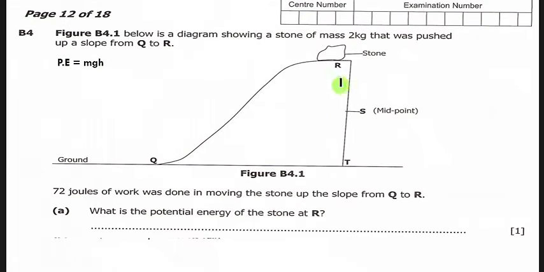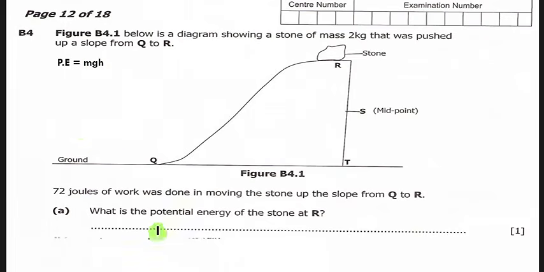Do we have height here, from the ground to where the stone is? No. Do we have mass? Yes, 2 kg. Do we have gravity? Gravity is always 10 meters per second squared, or 10 Newton per kilogram. So it is always known. But since we don't have height, is there any way we can answer this question?